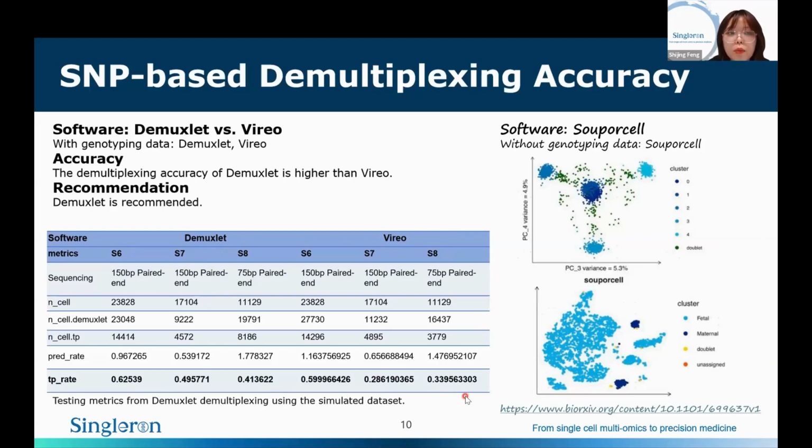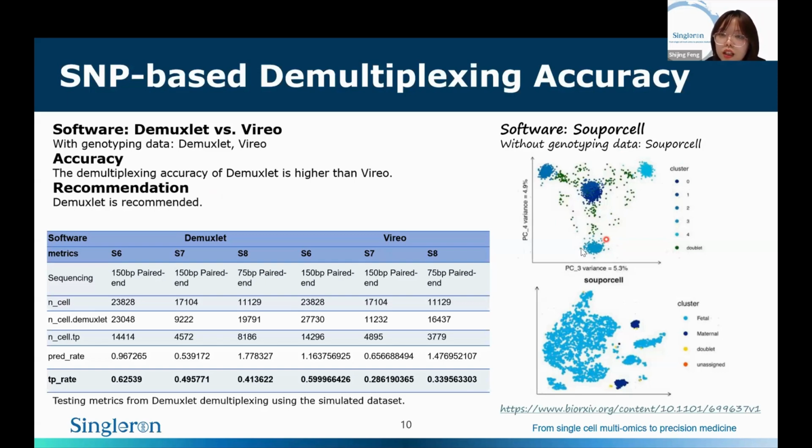So we think that compared to other tools, we will use demultiplexing as a recommended software. And there is also a software called Supercell, which, by using this software, you don't have to use the genotyping data. And as shown here, this software is going to cluster the cells into different clusters, and this is based on the SNP code by every single cell.